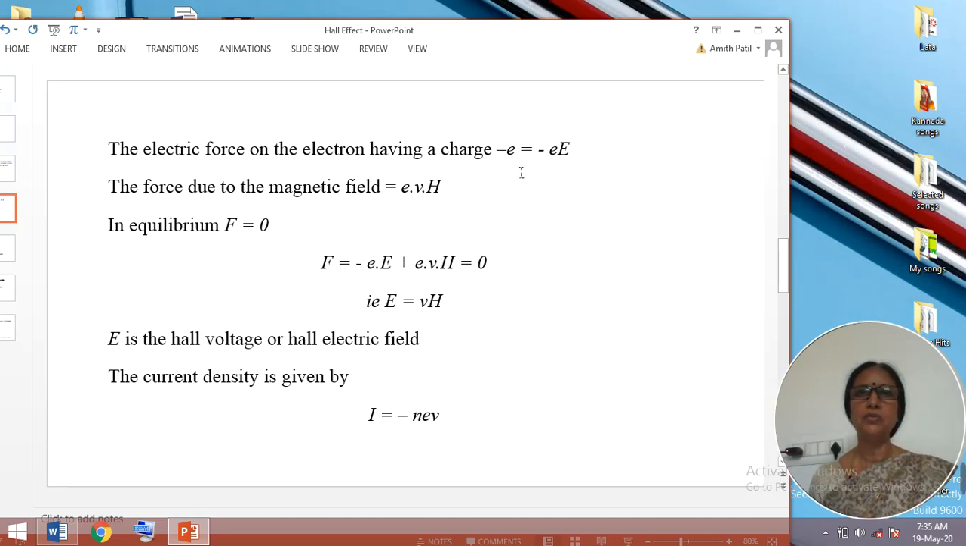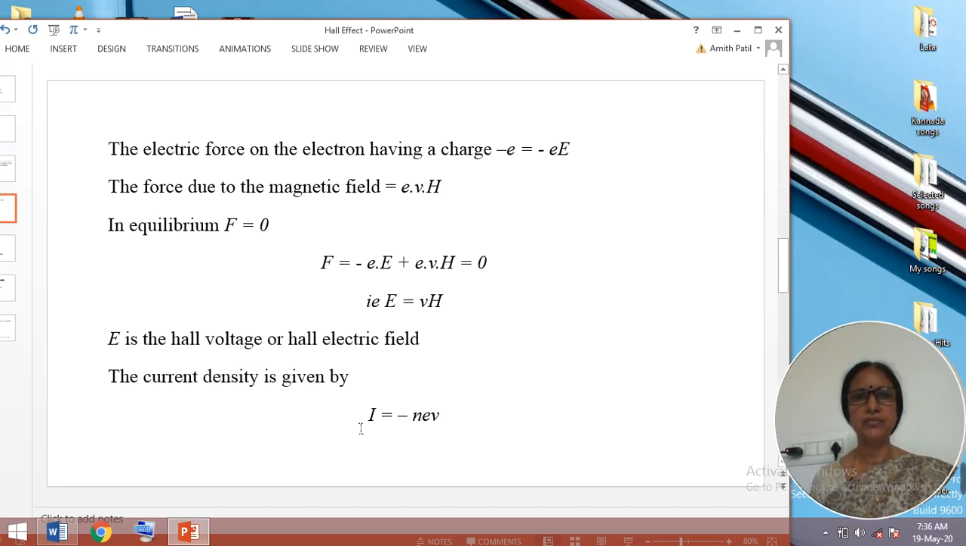The total force experienced by the charges is nothing but the sum of these two forces, that is, F is equal to this expression. In equilibrium condition, as F is equal to 0, we have to equate this to 0. Then we will get the electric field as E is equal to v into H, because the e and e get cancelled here. This is known as the Hall electric field, or you can even refer to it as the Hall voltage.